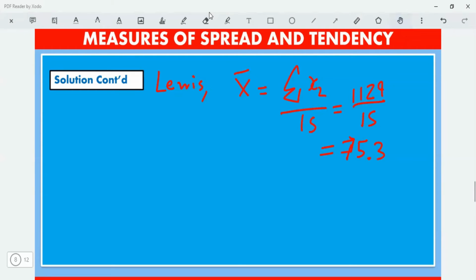All right, nice. So Lewis has a higher average than Brian. Lewis has a higher average than Brian. All right, so you can write it down. Lewis averages 75.3.